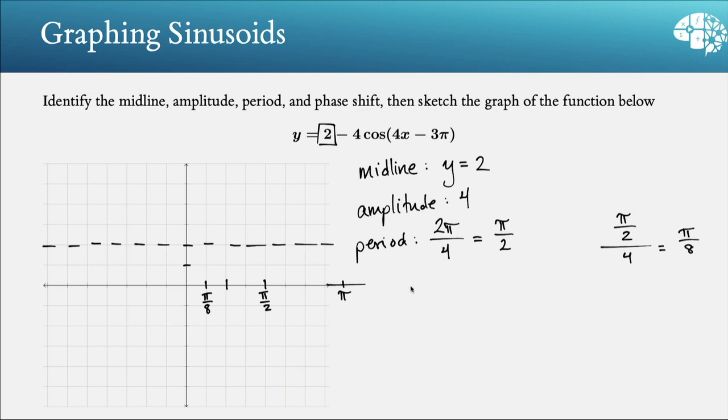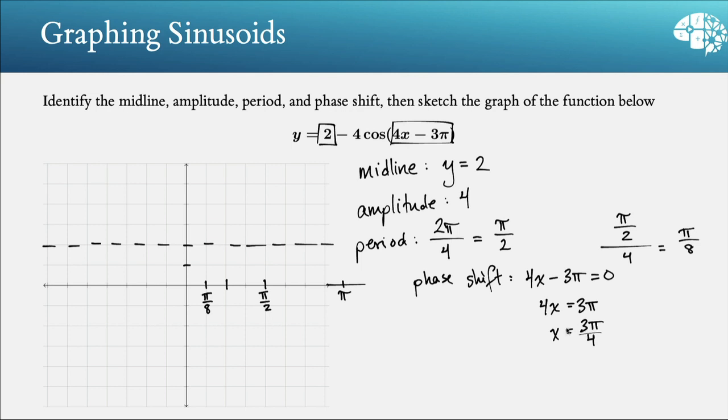Okay, the next thing we need is the phase shift. Let's go ahead and do that. For our phase shift, we set the thing inside the parentheses here equal to 0 and solve for x. So 4x minus 3 pi, and we set that equal to 0. If I add 3 pi to both sides, I get 4x equals 3 pi. And divided by 4, I get x equals 3 pi over 4. All right, so that is going to be a starting point.